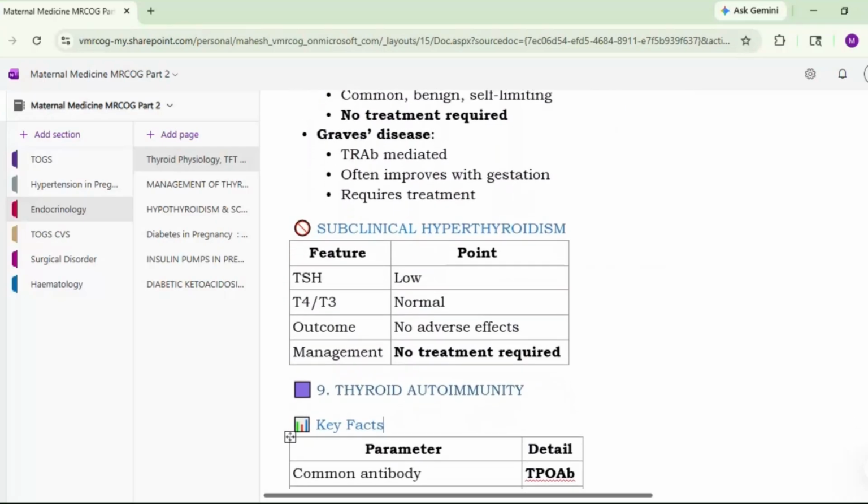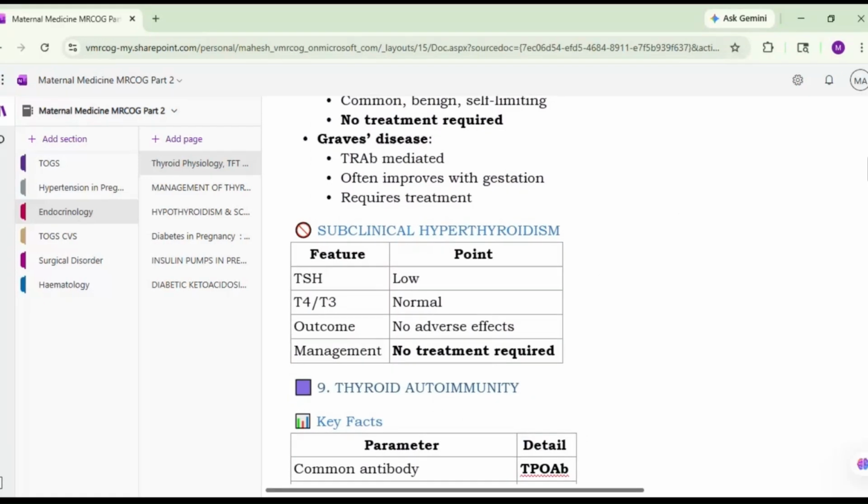Now coming to subclinical hyperthyroidism. What do we mean by subclinical hyperthyroidism? That means T3, T4 levels are normal, but TSH level is low. The outcome is that there are no adverse effects, and no treatment is required. So this is very clear: in subclinical hyperthyroidism, where T3, T4 levels are normal but TSH level is low, no treatment is required, and it does not have an adverse outcome.